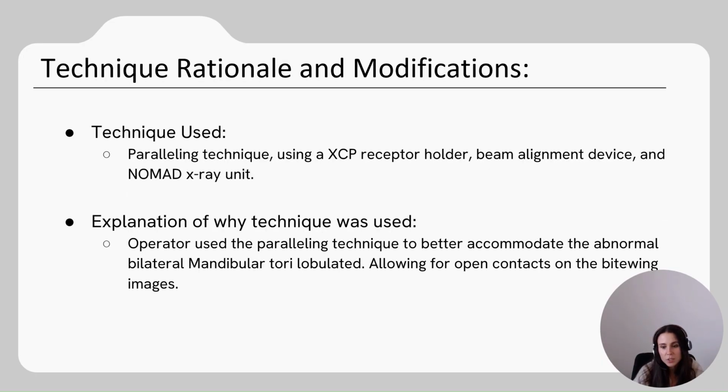The technique that was used for the bite wing images during the appointment was the paralleling technique using the XCP receptor holder, beam alignment device, and the Nomad X-ray unit. The operator used the paralleling technique to better accommodate the abnormal bilateral mandibular tori that was lobulated, allowing for open contacts on the bite wing images.